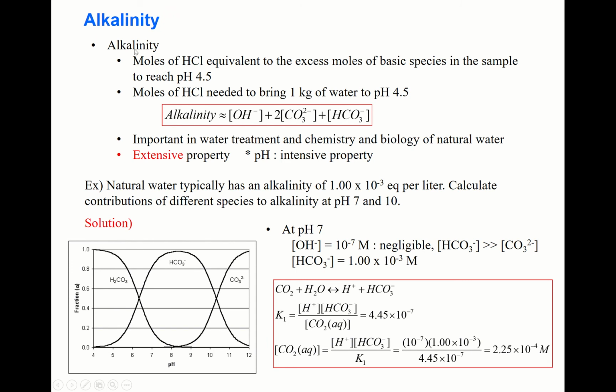Okay, here's the definition of alkalinity. Alkalinity is the moles of hydrochloric acid equivalent to the excess moles of basic species in the sample to reach pH 4.5. Wow, this definition makes you confused, all right? But don't worry, I'll explain.